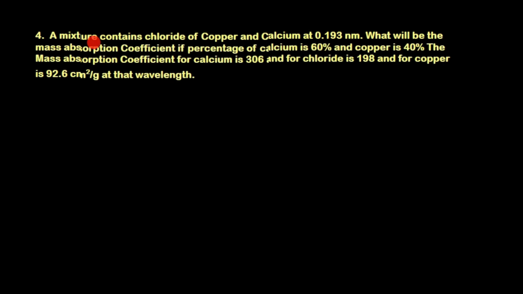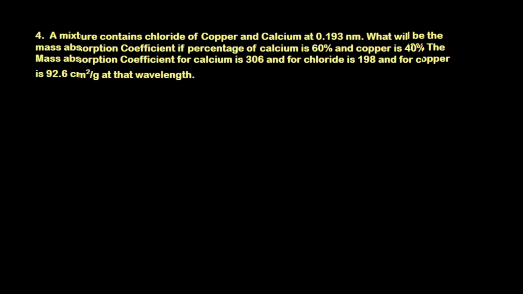A mixture contains the chloride of copper and calcium at 0.193 nanometer. What will be the mass absorption coefficient if the percentage of calcium is 60 and copper is 40? The mass absorption coefficient for calcium is 306, for chloride is 198, and for copper is 92.6 centimeter square per gram at the particular wavelength.